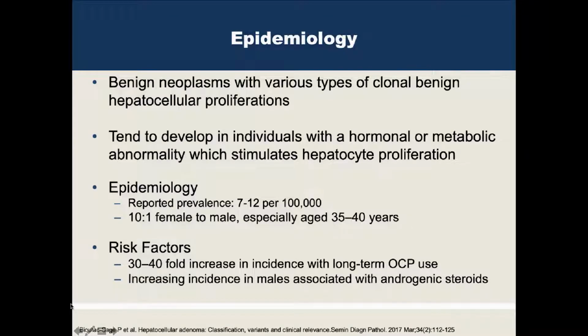Hepatocellular adenoma is a benign neoplasm with various types of benign hepatocellular proliferations. On microscopy, they will look like liver cells. They tend to develop in individuals with a hormonal or metabolic abnormality which stimulates hepatocyte proliferation. So the 10:1 female to male ratio supports that. The reported prevalence is 7 to 12 per 100,000, and it's obviously seen a lot more in females, especially aged 35 to 40 years.